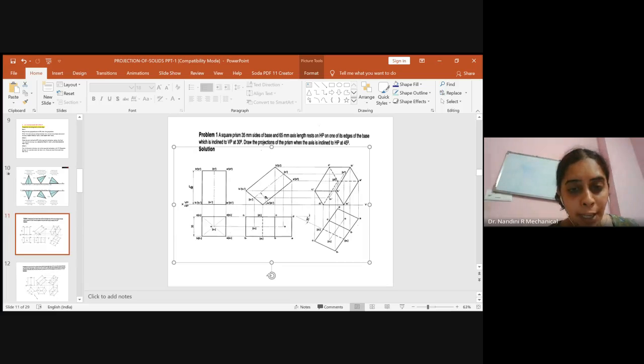But don't forget to name the axis. You should do the naming of the axis also. I told you the axis starts from the bottom surface of the square prism to the top surface. So you have to show the axis. So here this is O1 dash.